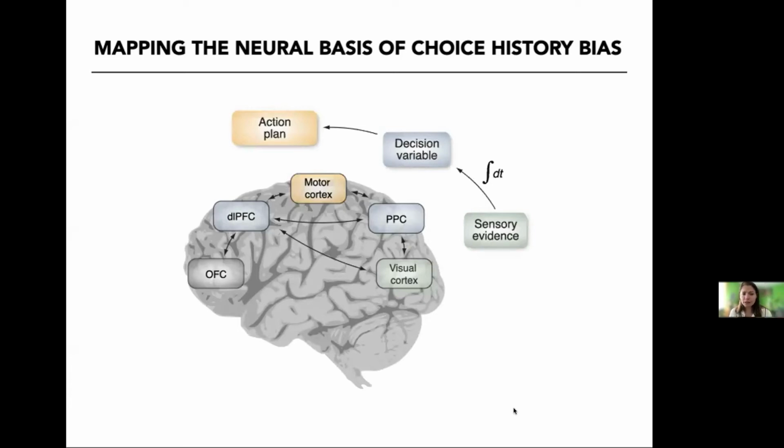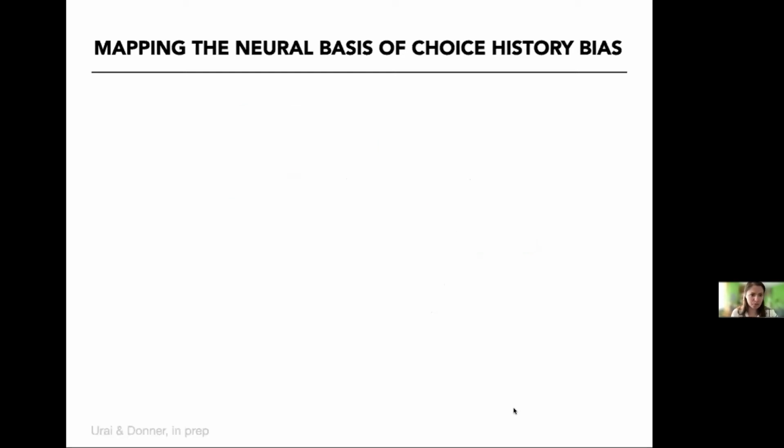These are then integrated into a decision variable in these frontal and parietal regions. And this decision variable, we know, is also continuously read out in an action plan in motor cortex. So people also prepare their actions while they're still integrating information. So we can make some specific predictions about what types of neural signatures we may find that also underlie these choice history biases.